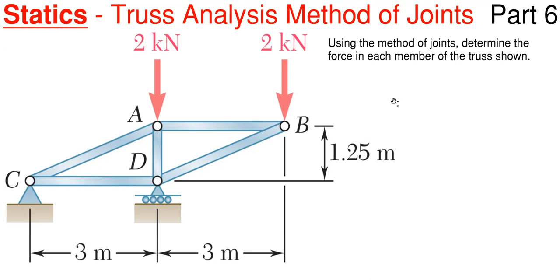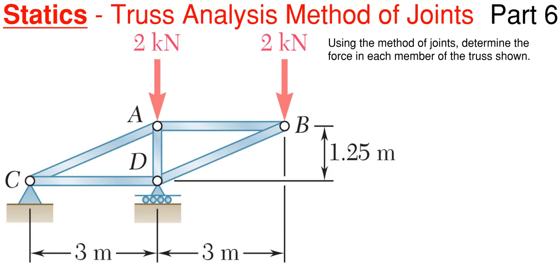So this will be our sixth part in our statics series looking at truss analysis using the method of joints. So we just have to solve for each truss member on this truss shown. First thing you want to do when you are solving for trusses, all that means is that you're finding the force in each member of the truss. So we have 1, 2, 3, 4, 5 members here, so we have to find 5 forces, one for each member.